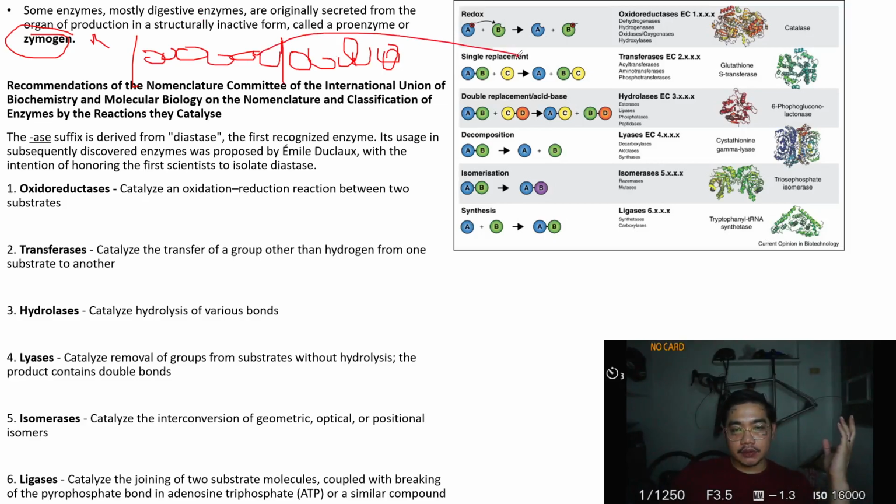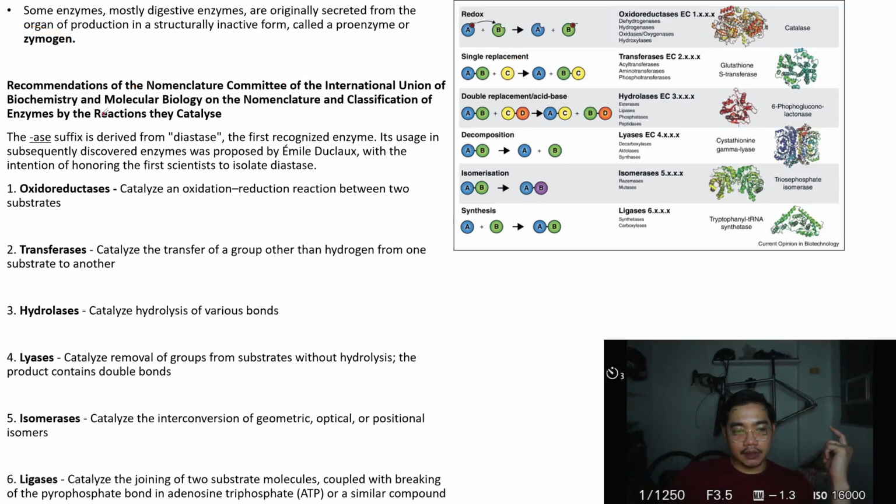Eventually, once it goes into its target location, which is usually the gastrointestinal tract, where it will break down the protein intake, the enzyme cuts off that inactive part and then it's already active. So the inactive enzyme, we call it zymogen or a proenzyme.